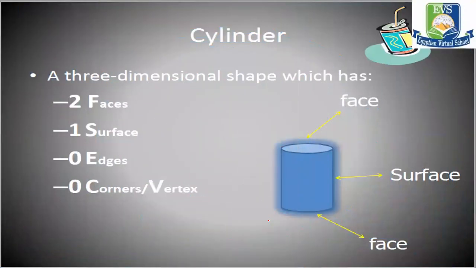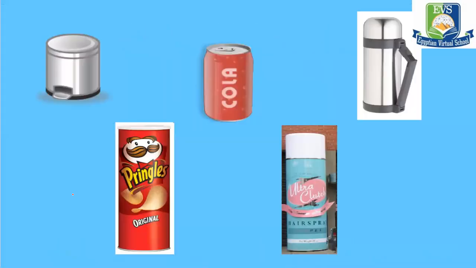The next shape is called cylinder. The cylinder has 2 faces, one surface, 0 edges, 0 corners. 2 faces, 1 surface, 0 edges, 0 corners. A cylinder is like the cola can, like the Pringles, like the basket or the bin or the trash.